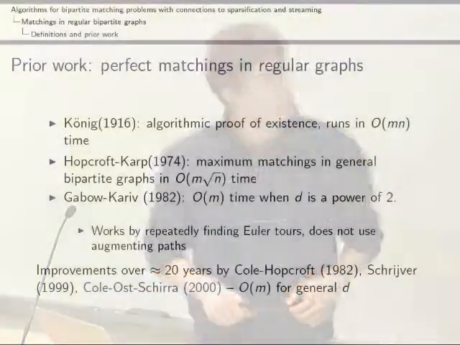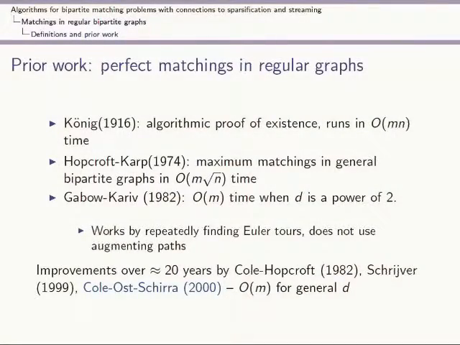Well, after that, there were three improvements over about 20 years, the first by Cole and Hopcroft, then by Schrijver, and finally by Cole, Ost, Schirra, who in 2000 obtained a linear time algorithm that works for general degrees. So they removed the assumption that d is a power of 2. This algorithm is extremely efficient. Linear time is just the time that we need to read the input. So what else can we hope for here?